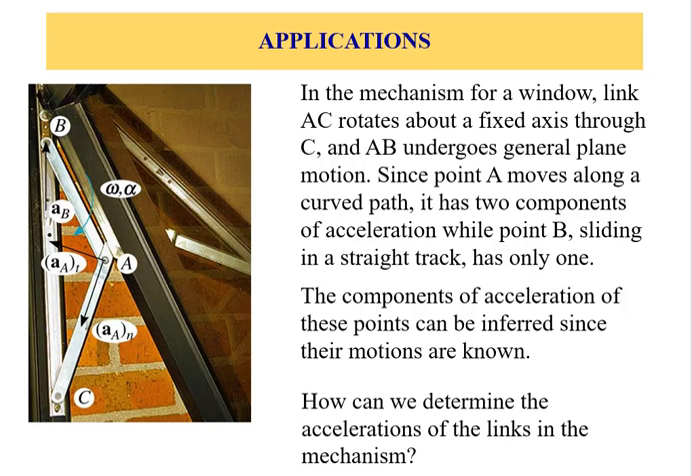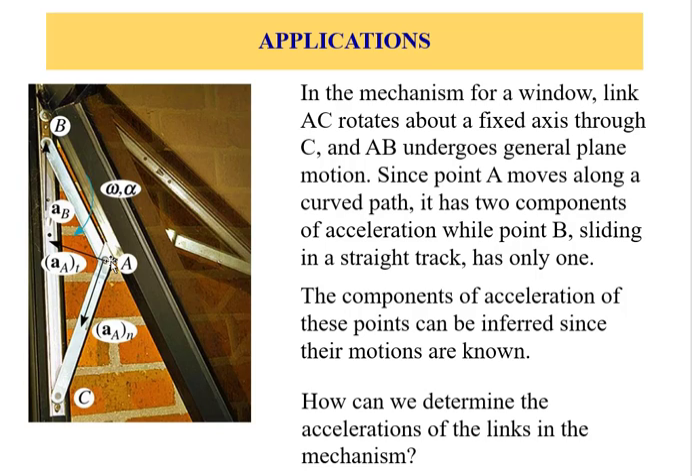The second example, let's examine this window mechanism, which is comprised of two linkages, linkage AB and linkage AC. The hinge at C is fixed and free to rotate, meaning that link AC is undergoing pure rotation. However, link BA is undergoing general motion because B is sliding and A is rotating. Knowing that link AC is rotating about C, we know from previous lectures that point A has a circular path as the link AC is moving under angular velocity and angular acceleration.